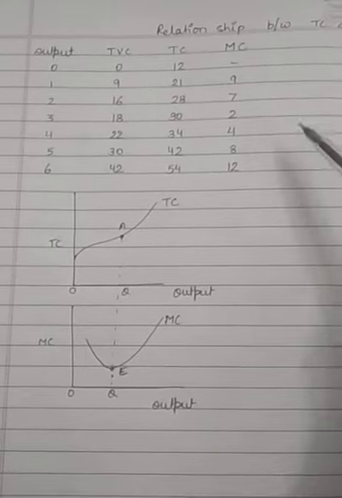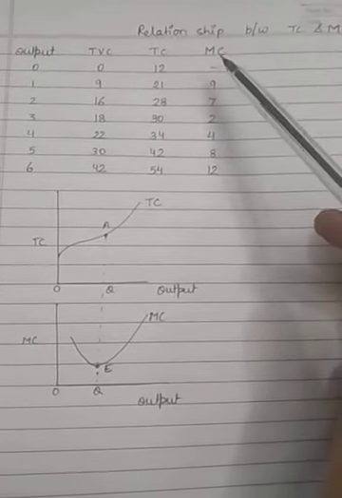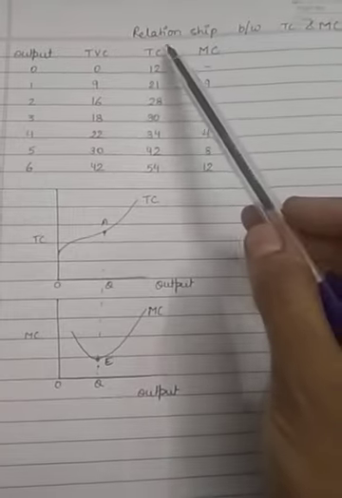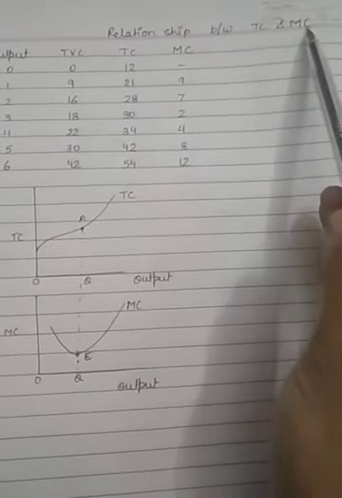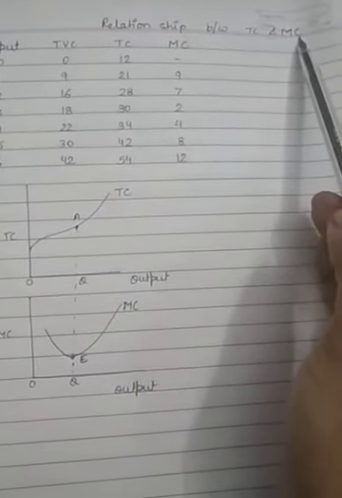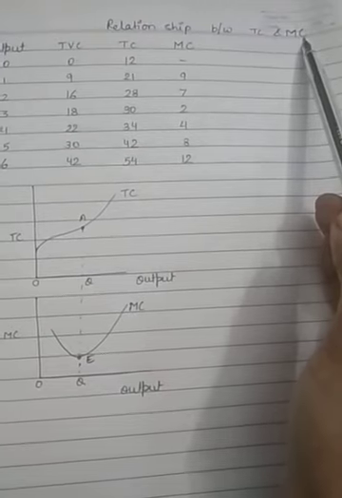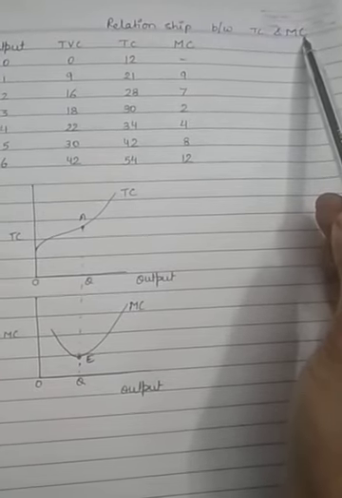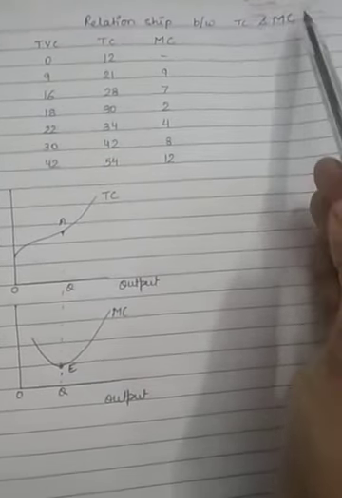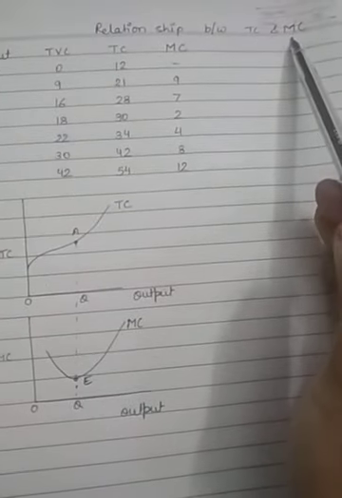Good morning students. Today we will start the new topic in the concept of cost chapter, that is the relationship between total cost and marginal cost. After that we will discuss the relationship between TVC and MC, AC and MC. So first I am going to start with total cost and marginal cost.